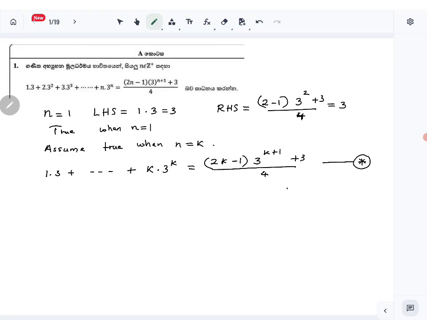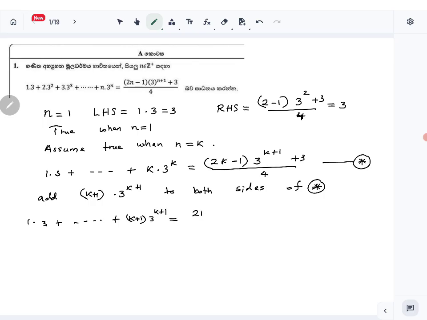Now let's add the k plus 1 term to both sides of star equation. So add (k plus 1) times 3^(k+1) to both sides of star and simplify the right hand side until you get the required result. So left hand side is this now, that is what we want. Right hand side we have to simplify.